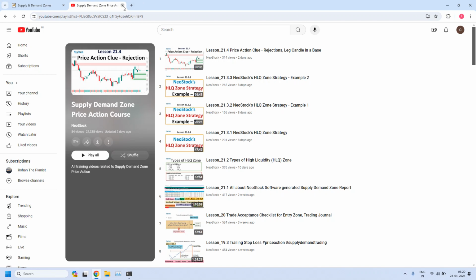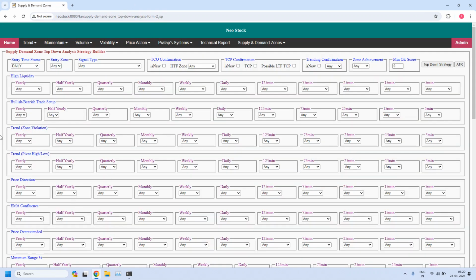Now let's get into the report generation. The first report we are going to generate is a bullish trade setup for daily income trade. In daily income trade, higher time frame is daily, intermediate time frame is 75 minutes and lower time frame or entry time frame is 15 minutes. So that is the reason why I am selecting entry time frame as 15 minutes. And your entry zone should be demand zone because it is bullish trade setup. That means you need to place long orders as per these reports.